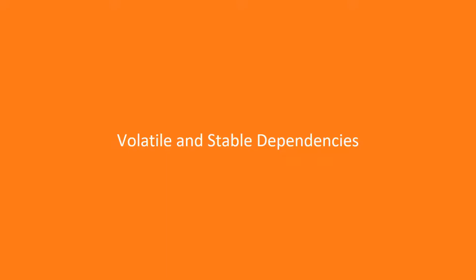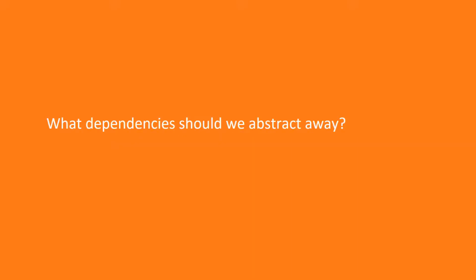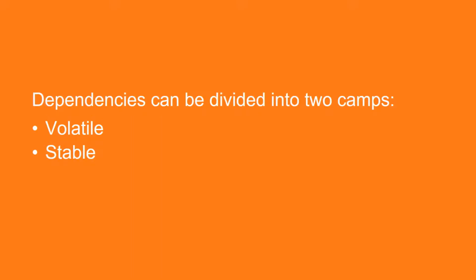In the previous lecture, you saw on a simple example how to invert the dependency on a repository by introducing a layer of indirection. A logical question which comes to mind concerns what dependencies we should abstract away. To answer this question, the first thing we need to do is to realize that all the dependencies can be divided into two camps, volatile and stable dependencies.